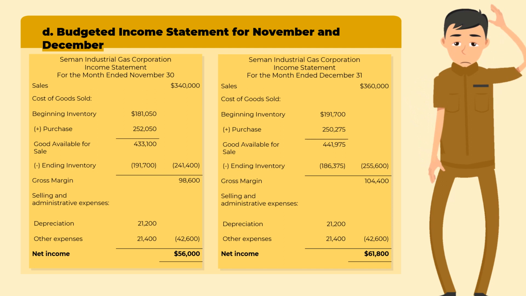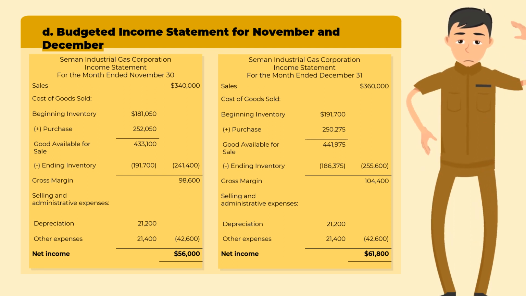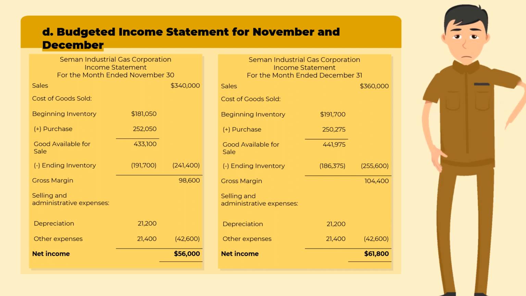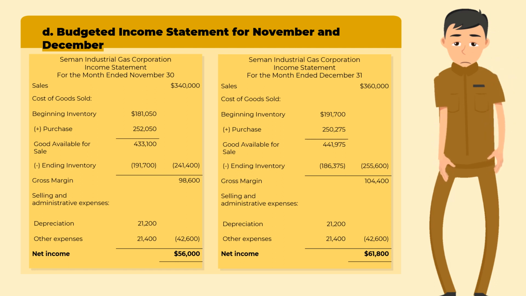Okay, so we will get the total cost of goods sold, which is $241,400. To get the gross margin, sales minus the cost of goods sold, so we will get $98,600, and then we minus the selling and administrative expenses: monthly depreciation that has been stated in the question, 21,200, and other monthly expenses, which is 21,400. We total up both depreciation and other expenses, we get $42,600.